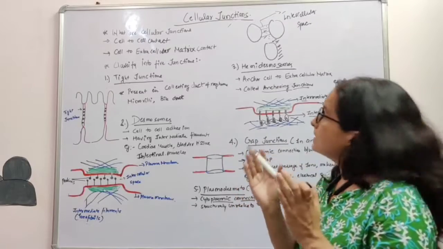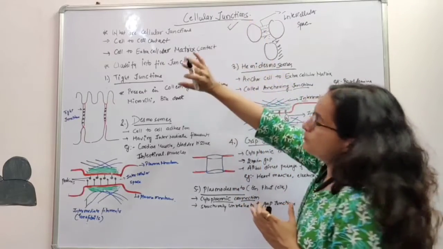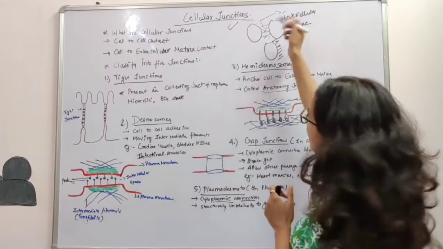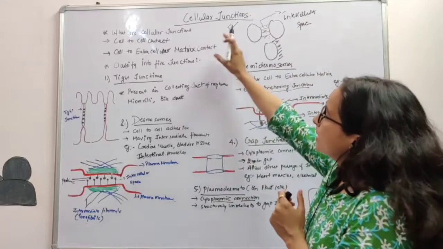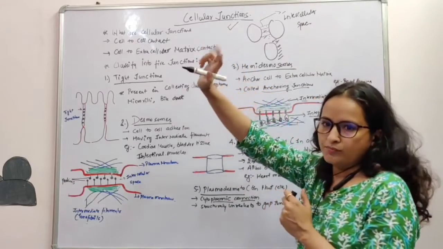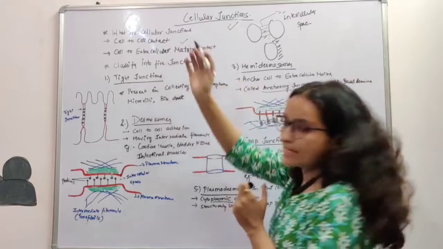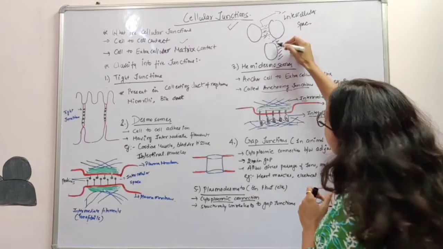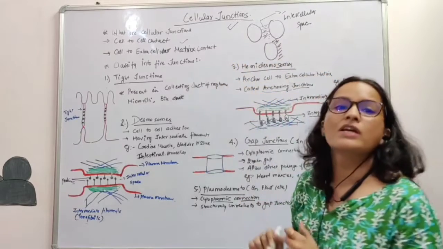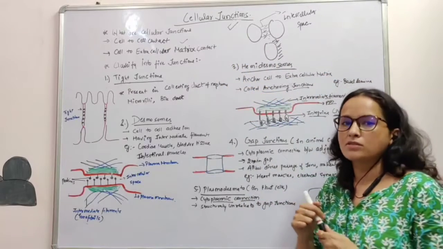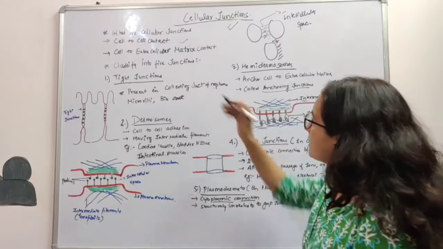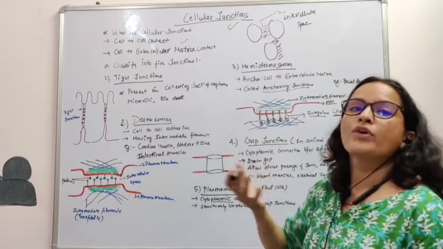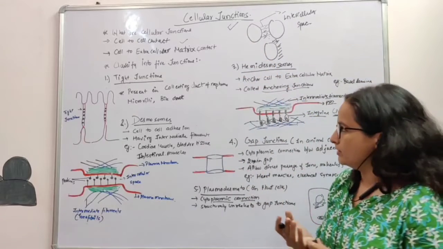So what are these cellular junctions? Basically these cellular junctions are the modifications of the plasma membrane. We can categorize them into two things: first one is cell to cell contact, here you can see, and second one is the cell to extracellular matrix contact. What is the extracellular matrix? Extracellular matrix is the substance present outside the cell, formed of carbohydrates and proteins.